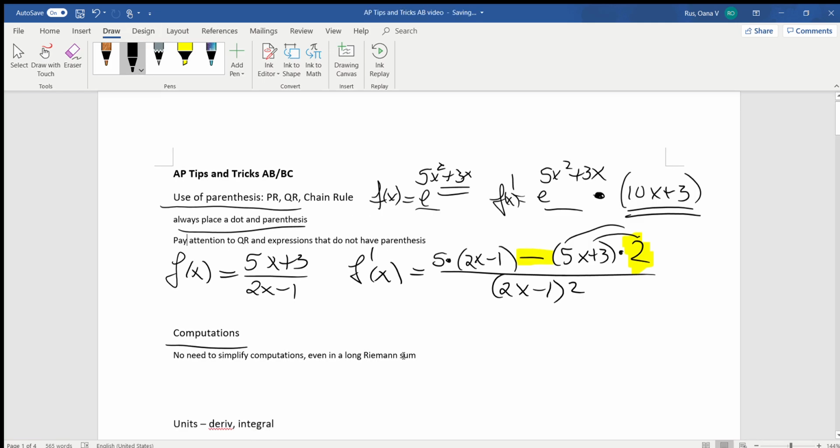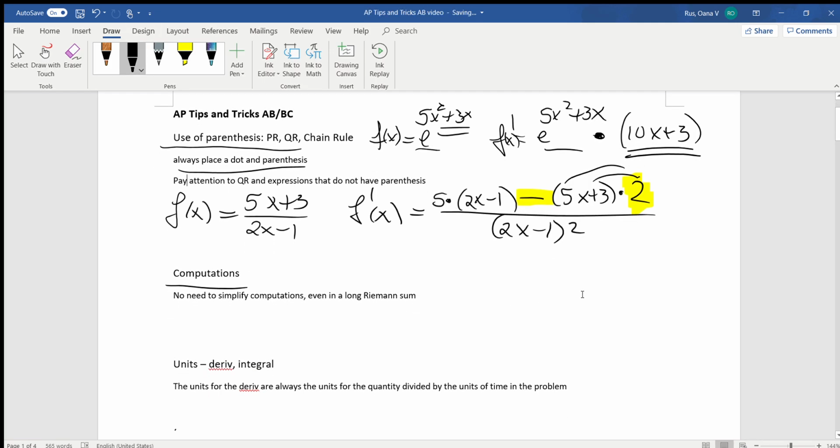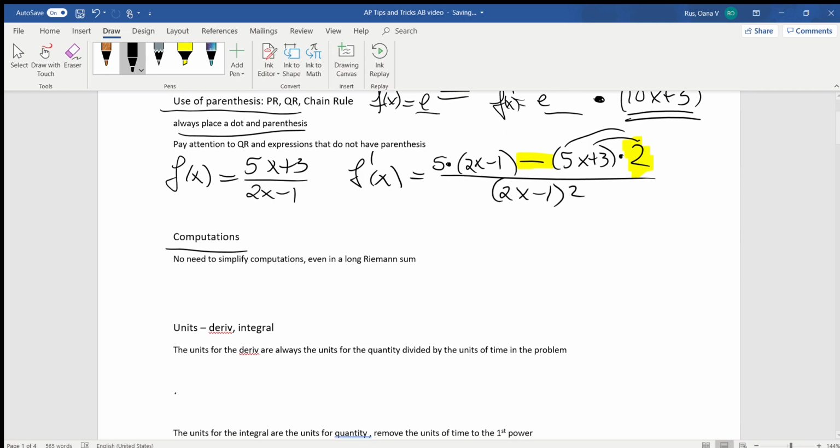Computations. There's never any need to simplify computations. Even in a long Riemann sum, you always must specify that you are multiplying by 1 or something, but no need to simplify computations.